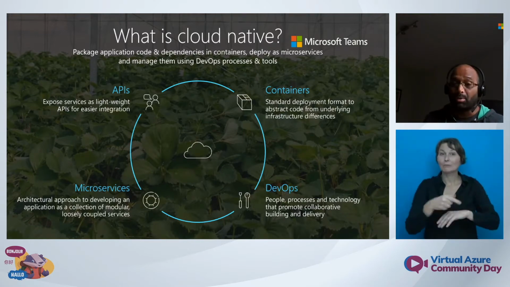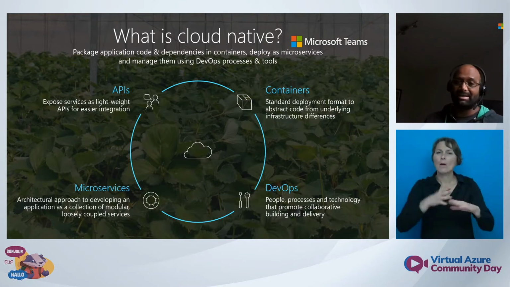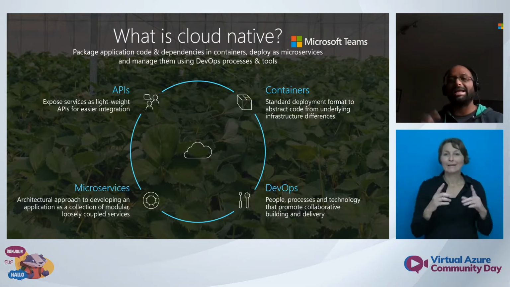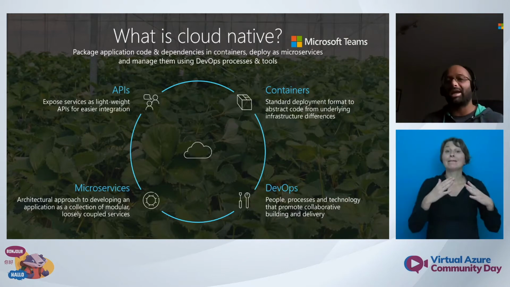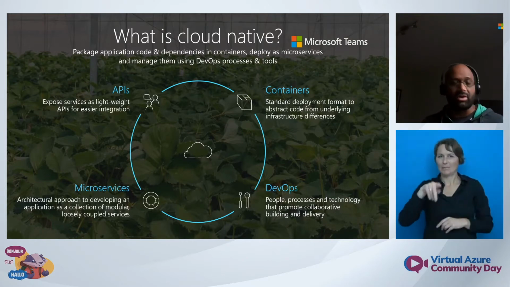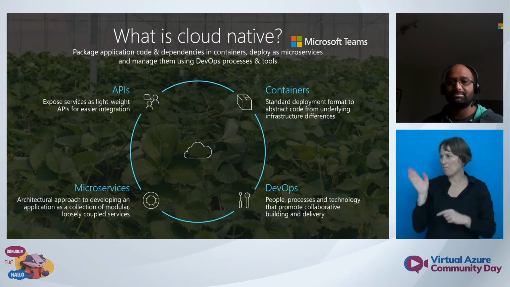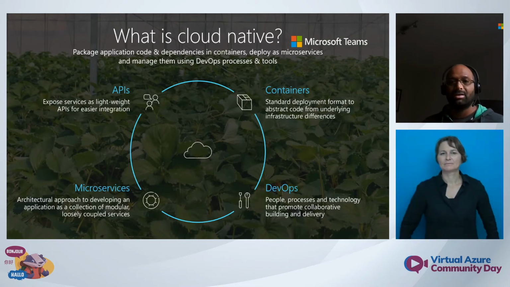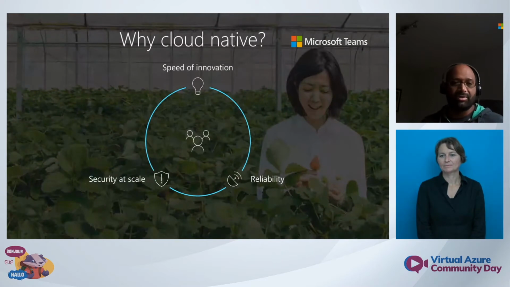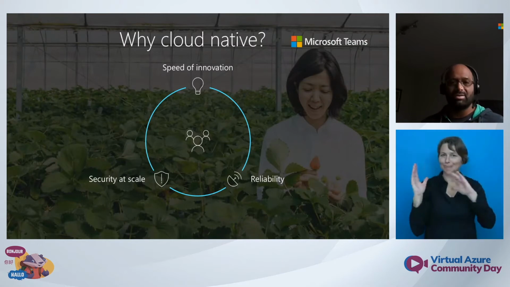In simple words, cloud native is application code and dependencies packaged as containers, deployed as microservices, and exposed as APIs. And this all can be managed with DevOps pretty much. Service mesh, containers exemplify this approach. Now we have talked about a common definition of cloud native. Now let's talk about why cloud native is important.